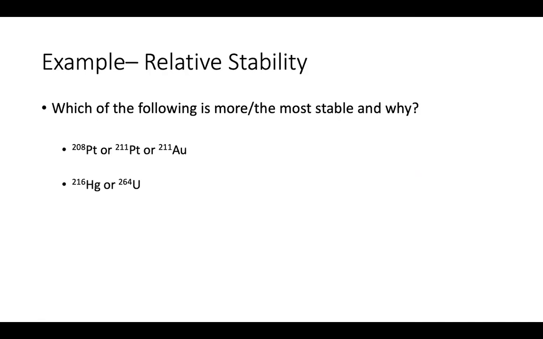stable and why, right? So Pt-208, which I believe is platinum 211, and Au, which is gold 211. Okay, that's the first example we're going to look at. And then our second example is Hg, which is mercury 216, or U, which is uranium 264.